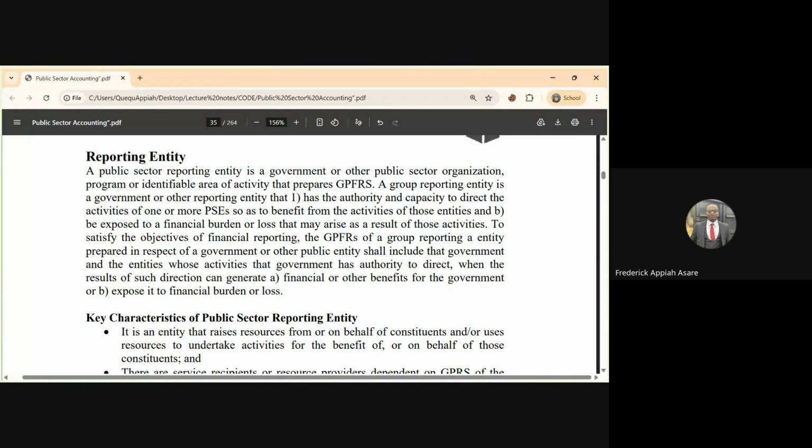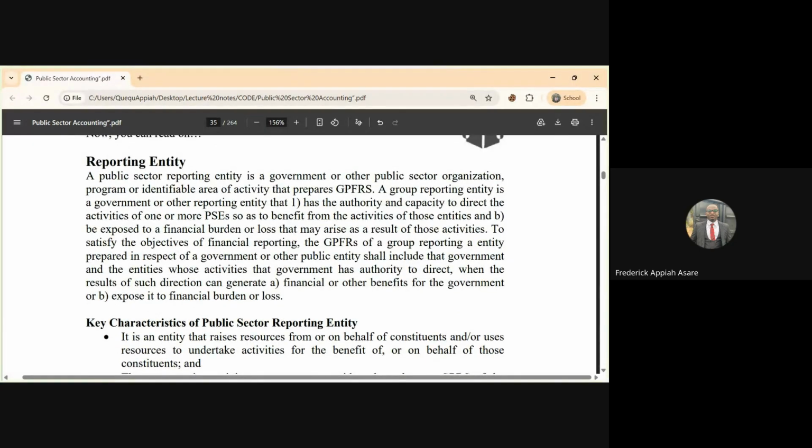But before you talk about the elements, you have to talk about the reporting entity. The reporting entity refers to the firm or the government or other public sector organization that prepares the general purpose financial reporting. That is a reporting entity. That is the company that is going to report.